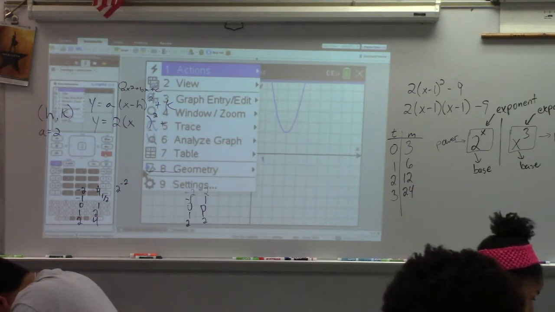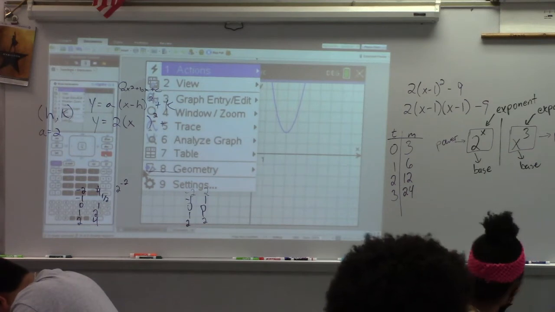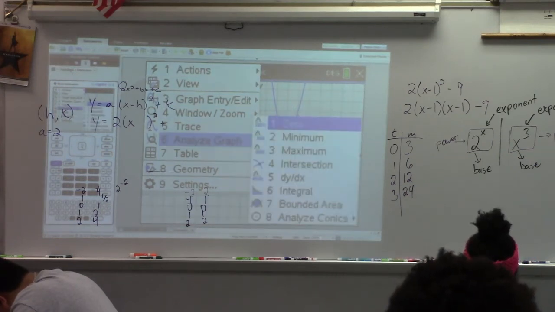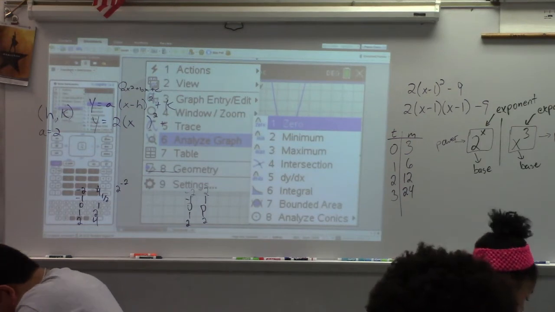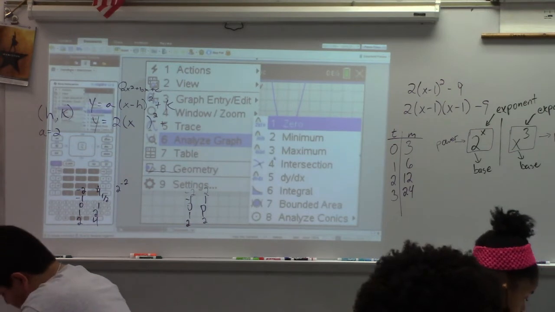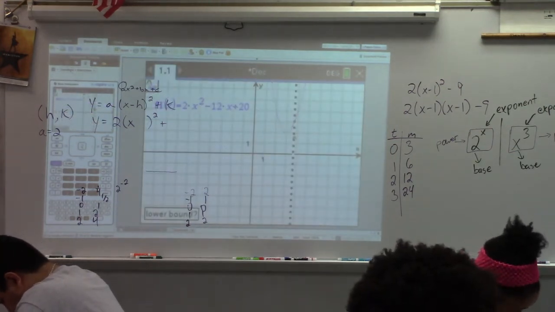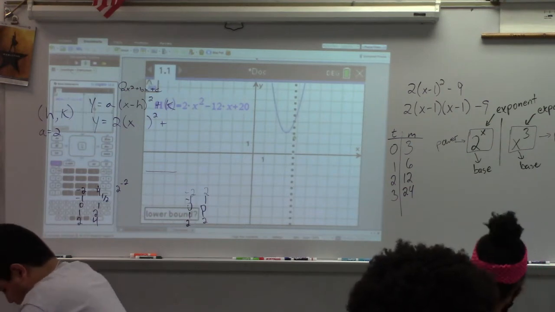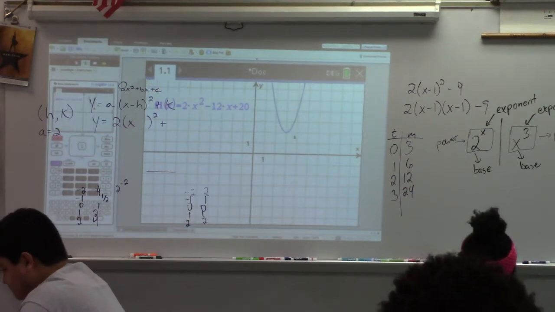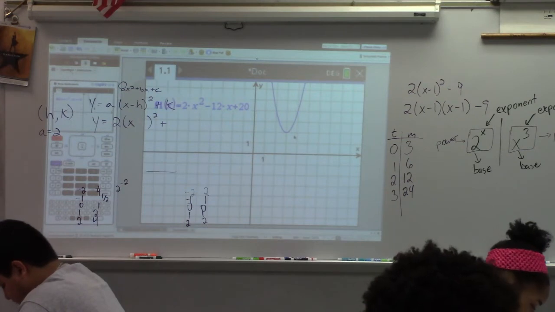Would it be 6? Maybe analyze graph. Does it look like there are some features there? Yep. Specifically, our vertex in this case would be a what, since it's concave up? Minimum. And Keyshawn, I think I saw you saying 4. Were you not holding up number 4? Oh, never mind that.